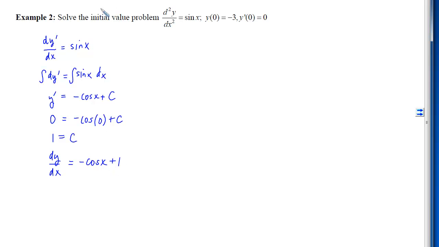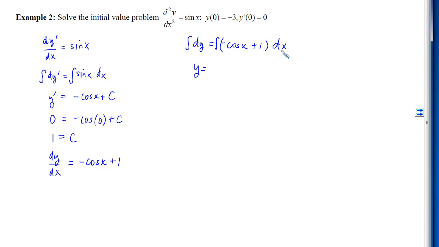If I now want to solve for the function whose second derivative was sine, then I need to separate again. So I'll have dy equals negative cosine of x plus 1 all times dx, and now I integrate both sides and answer the question posed by the integral symbol. What do I take the derivative of with respect to y that gives me a 1? The answer is a y.